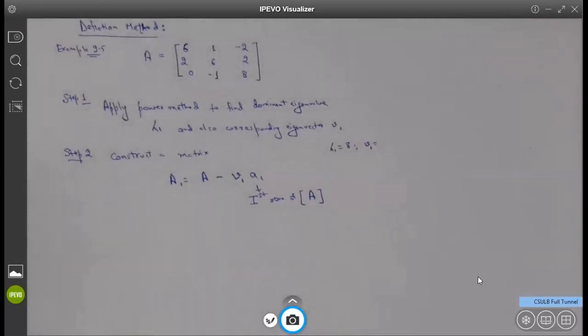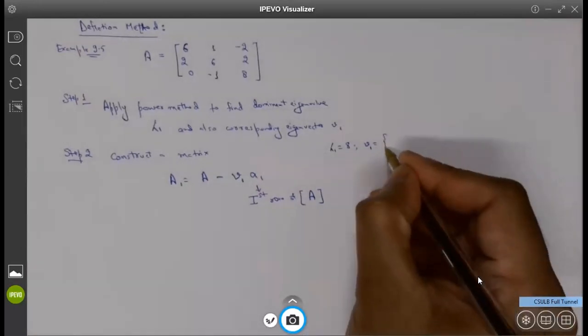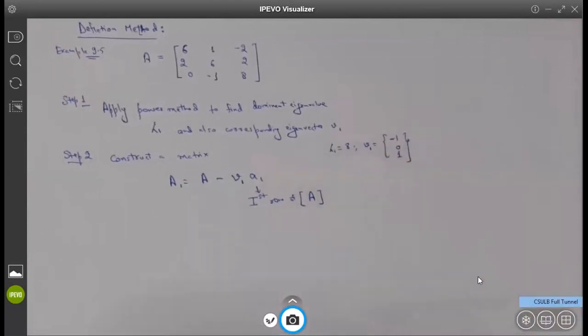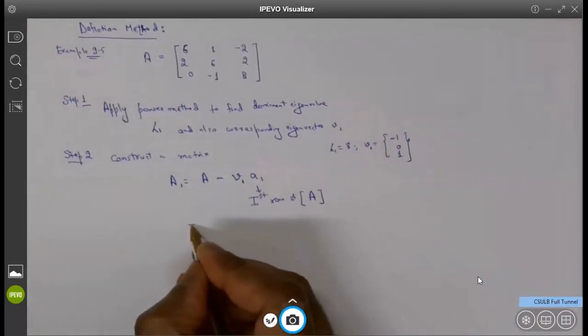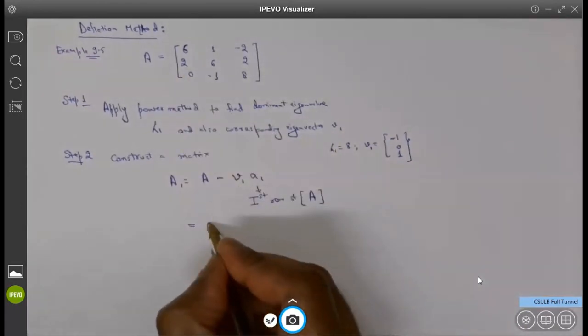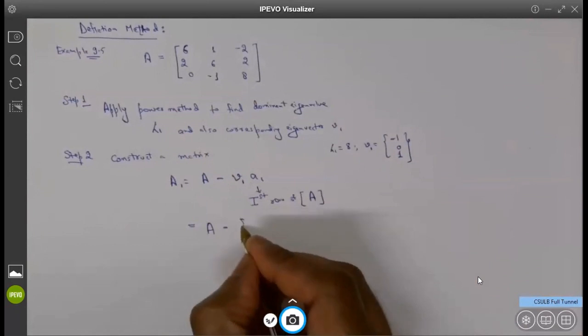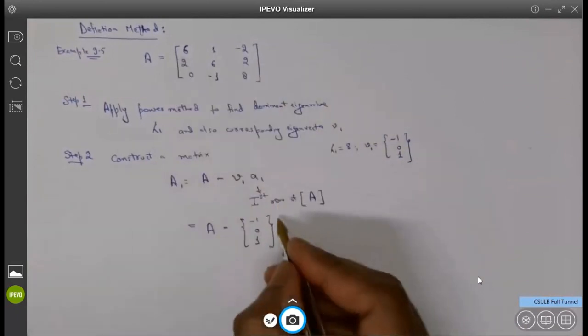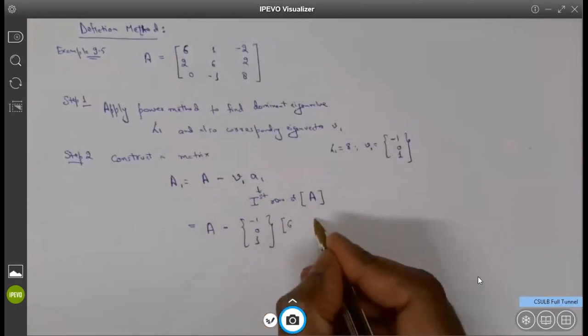How much did you say? Negative? So what I am seeing from my notes is negative 101, Professor. Yeah, I also see the same thing from my notes. So negative 101. If we quickly do this computation, A is this matrix A minus V1, which is negative 101, and A1 is the first row of this matrix.